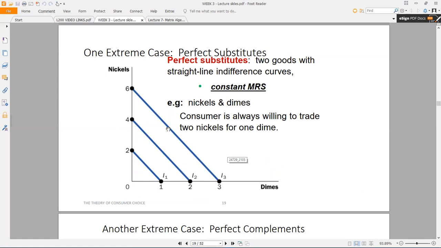So if you look at this example here, this is for nickels and this is for dimes. What this means is that this individual is always willing to sacrifice 2 units of nickels just for an extra unit of dime. So it doesn't really matter if the person is here, here, or there. The marginal rate of substitution is constant throughout, unlike the normal indifference curve that bows inside. And so this is the case for perfect substitution.